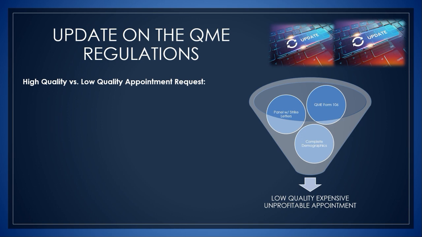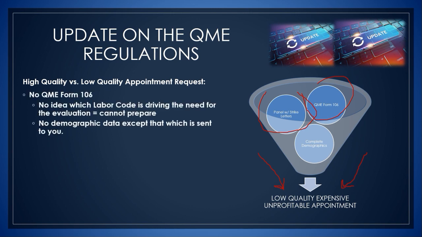If any one or more of these pieces of information are missing, then you're going to be dealing with a low quality, expensive, and unprofitable appointment, if it ever comes to fruition to begin with. So for example, if you're not able to get QME Form 106, now you have no idea which labor code is driving the need for the evaluation, and you cannot therefore properly prepare for that evaluation.